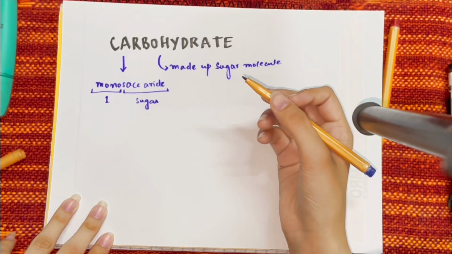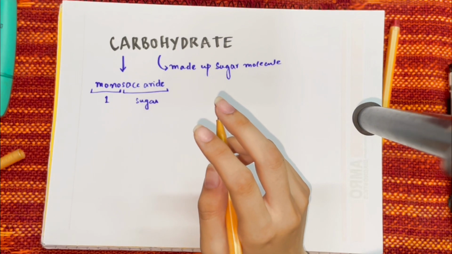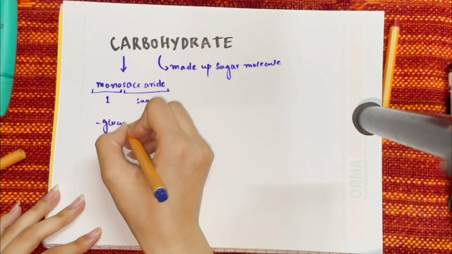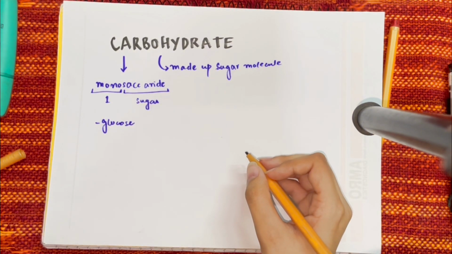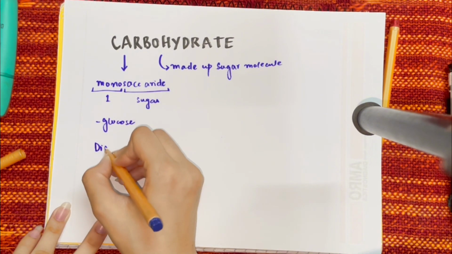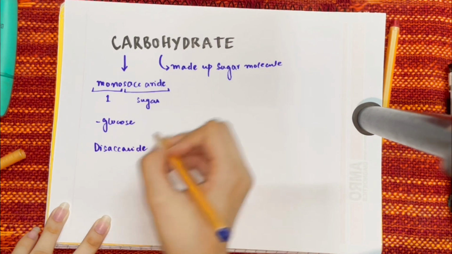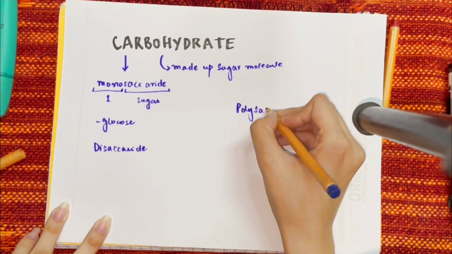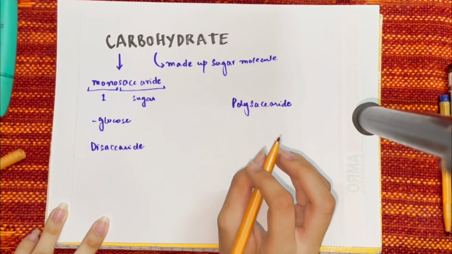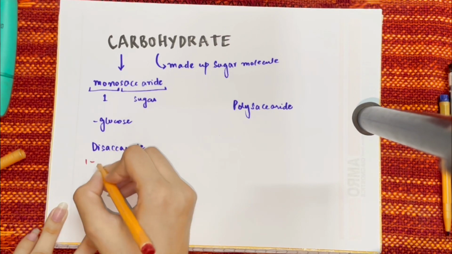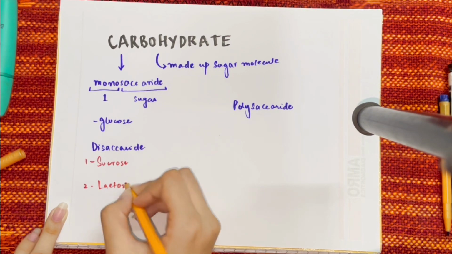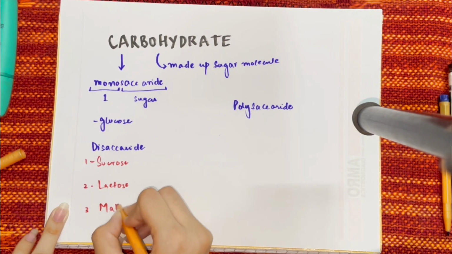We're going to learn about the examples of monosaccharide. There are three main examples of the monosaccharide, but the very common one that we are going to learn is glucose. Glucose is a very common example of the monosaccharide. The carbohydrate consists not only of the monosaccharide, it has disaccharide also, and it has polysaccharide also. We're going to learn about the examples of each of them. The examples of disaccharide include sucrose, lactose, and maltose.